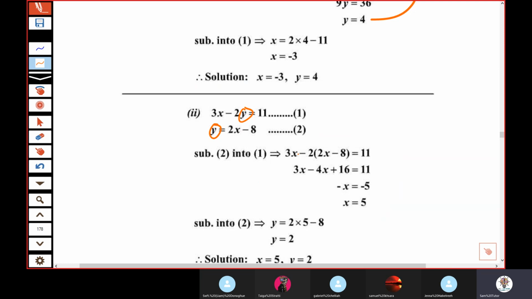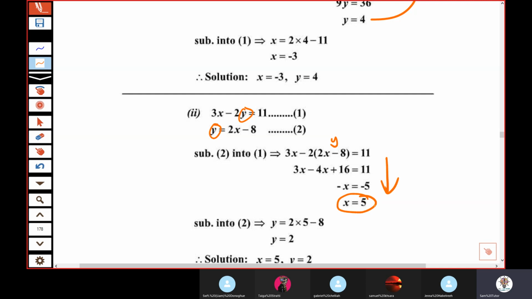And then that becomes 3x take away 2, and then technically this was a y before, but now it's 2x take away 8 equals 11. And then just expand, simplify, do your equations. Happy with that? The rest of this should be easy.